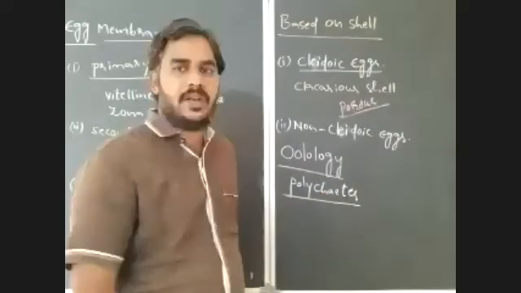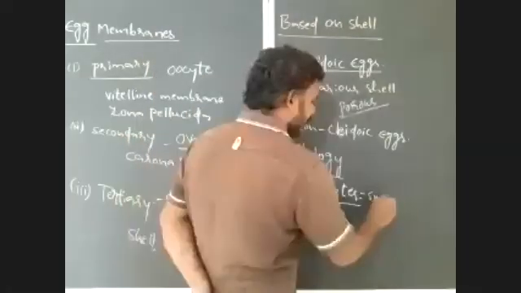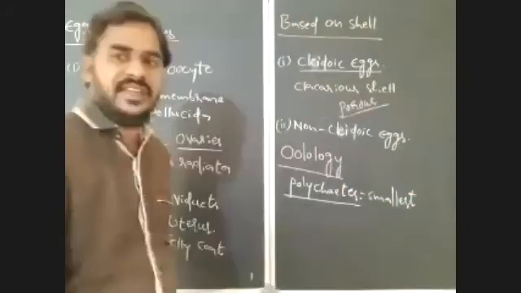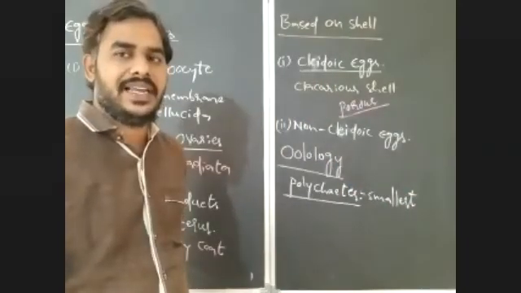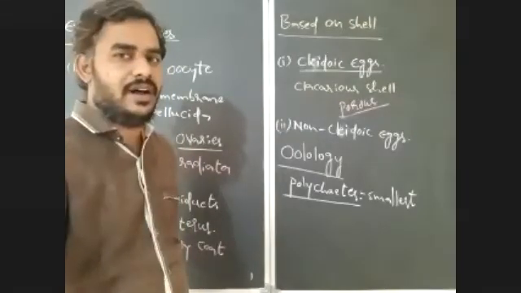The eggs of polychaetes are the smallest in kingdom Animalia. The smallest eggs we are noticing are in Polychaeta. Already we discussed all the phyla of kingdom Animalia in first year.